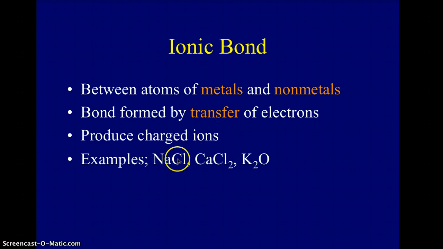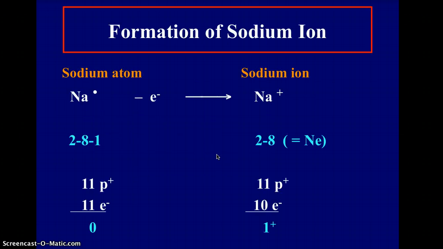Some examples: sodium chloride, calcium chloride, potassium oxide. These are all salts. This is actually what you put on your food to make it taste better. And they're all done by ionic bonding. Okay, so just to review how we get a sodium ion.